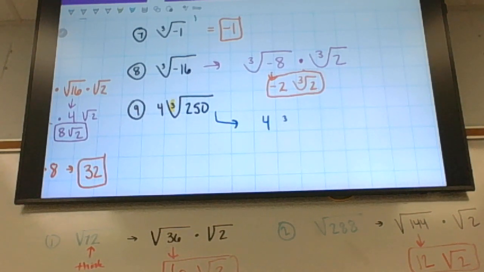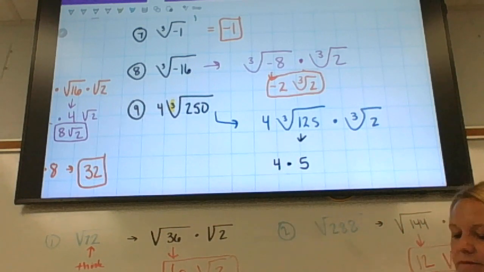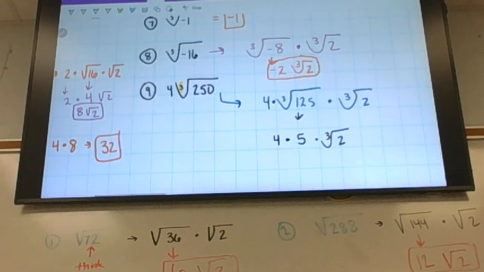Okay, so how should we rewrite 250? 125? So that's the same as 125 times 2. So the cube root of 125 is 5, 5 times 5 times 5. There's still this 4 out front. That's a regular 4. It's multiplying. Cube root of 2. So this answer is 20 cube root 2.